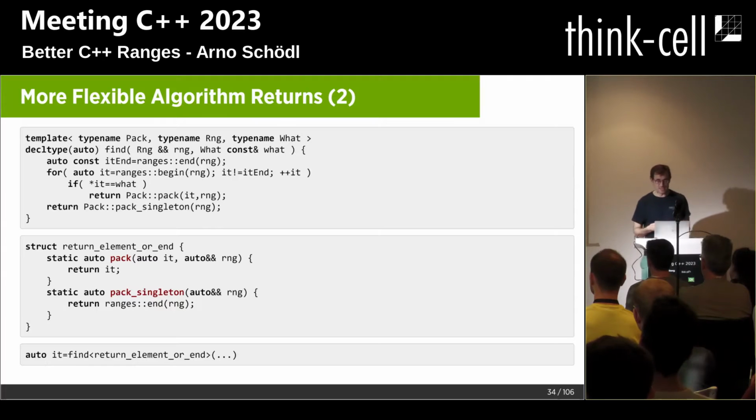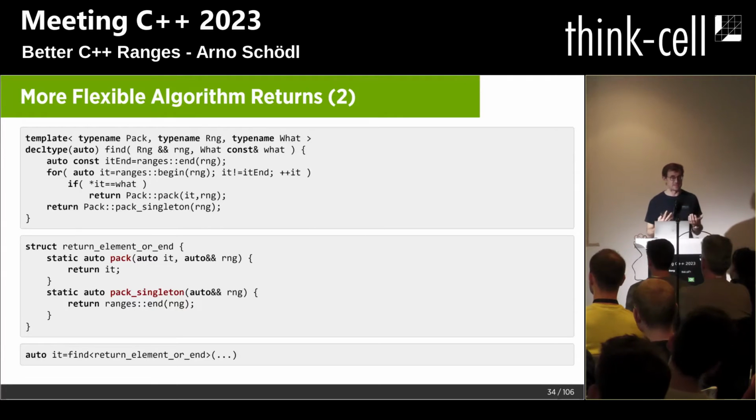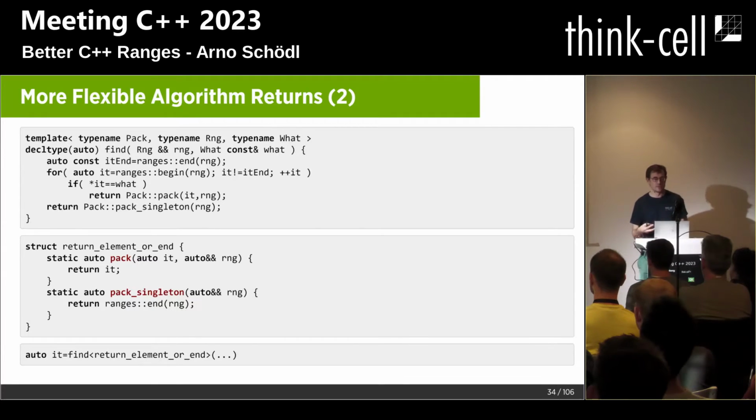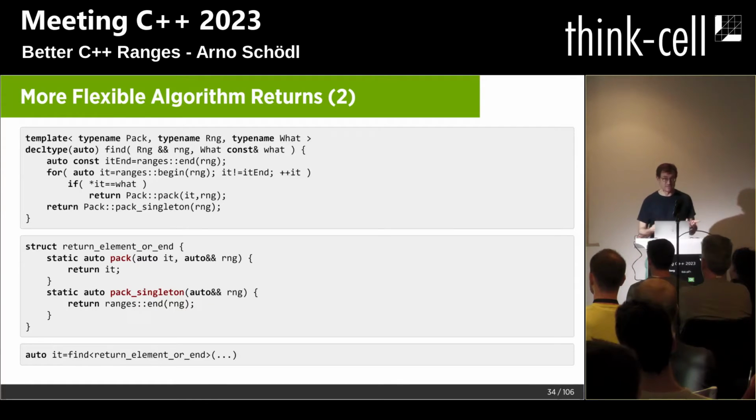So we have these little structs, essentially traits, that tell the function what to do when it comes into one case or the other. And when you're now calling find, you can say, either give me the element or give me end, if that's what you want. Okay?